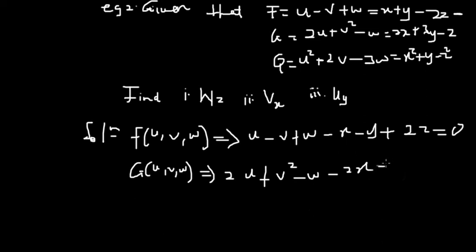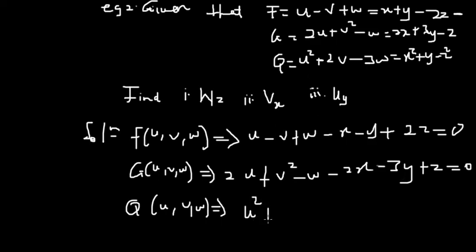So we have -3y, and then positive z, okay? Positive z equals 0. And then let's look at Q: Q, u, v, w. We have u squared plus 2v minus 3w. And then let's send these ones to the left-hand side, okay? These ones. So we have minus x squared minus y, and then positive z squared, all equated to 0.